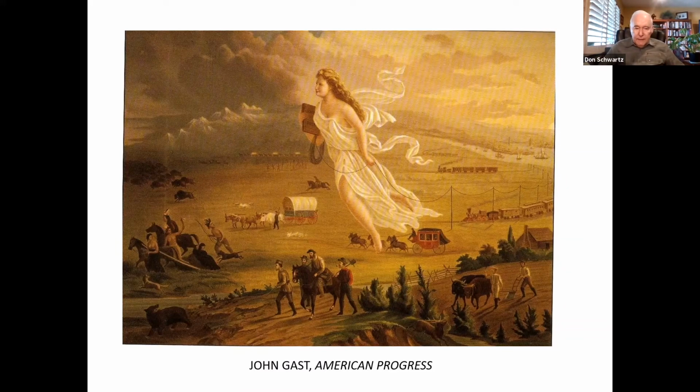And how do we know that these pioneers are bringing civilization? Well, here is a railroad moving out west. Here are telegraph lines, which the angel is carrying with her, moving out west. So manifest destiny meant that white Americans were ordained to move westward, bringing with them progress and civilization.